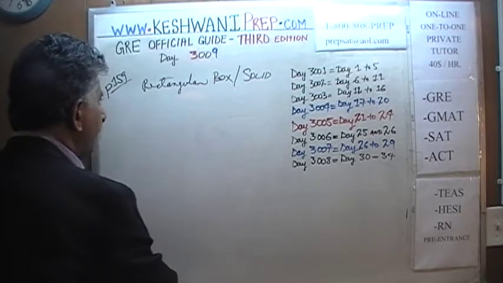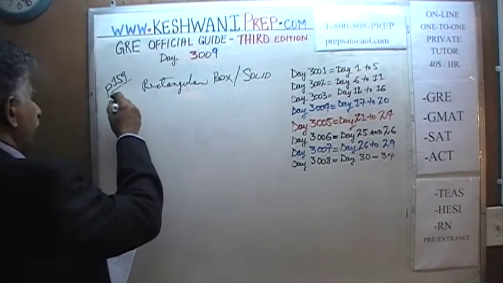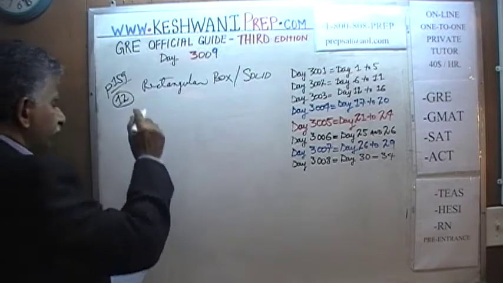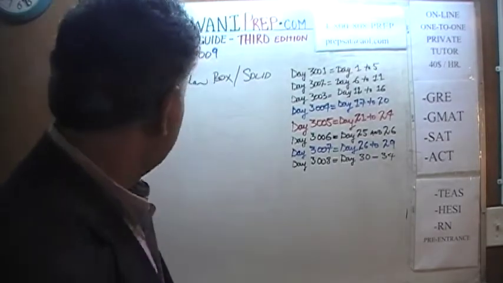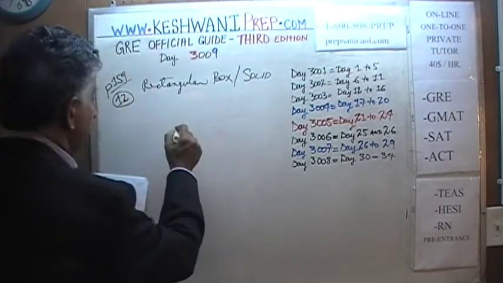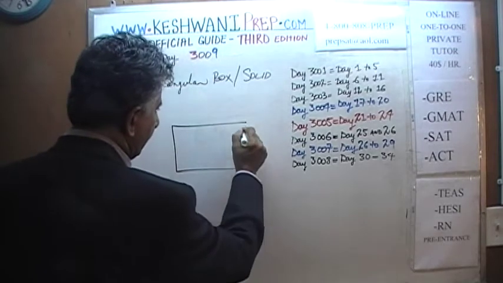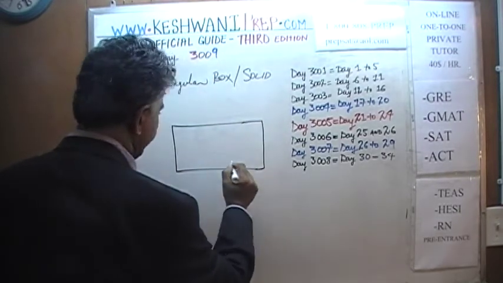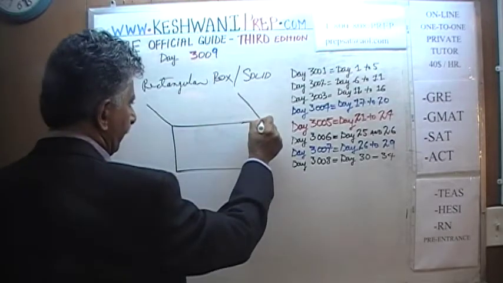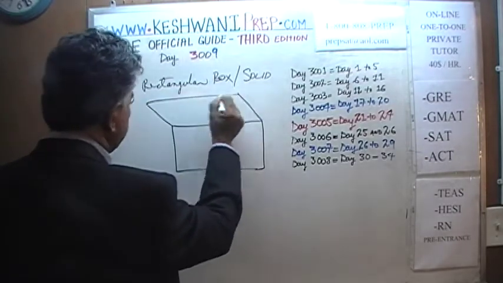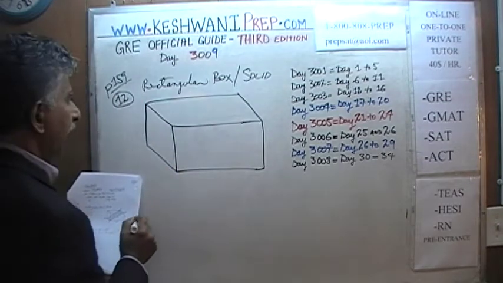So we have a rectangular box here. We are on page number 159. Question number 12 is what we are about to do. That's where we have to pick up from. Question number 12, turn to page number 159. We have a rectangular box. So let's draw a rectangular box. Let's see what we can do here. As best as we can. So there is our rectangular box.